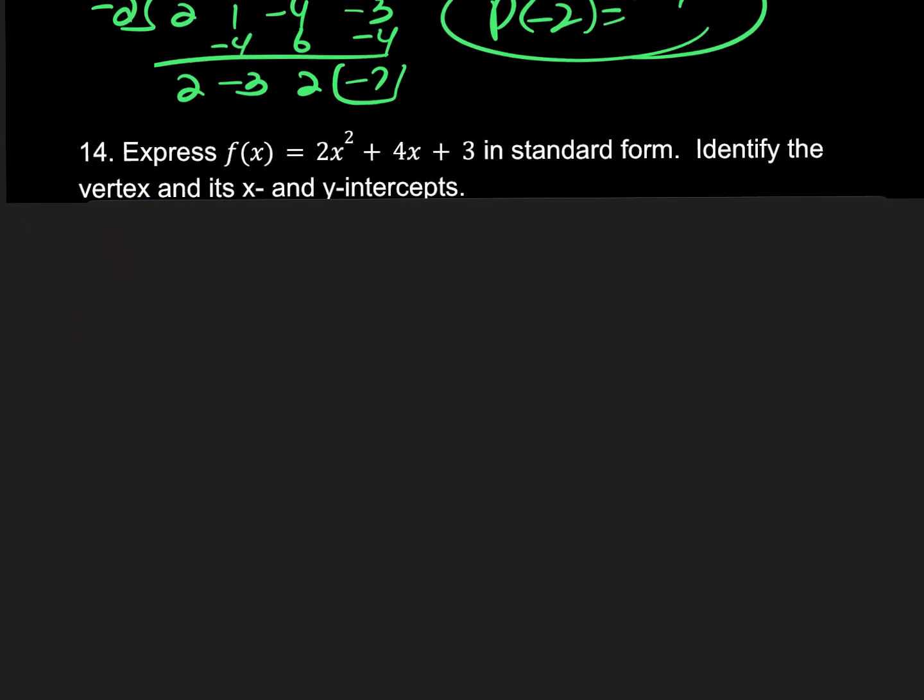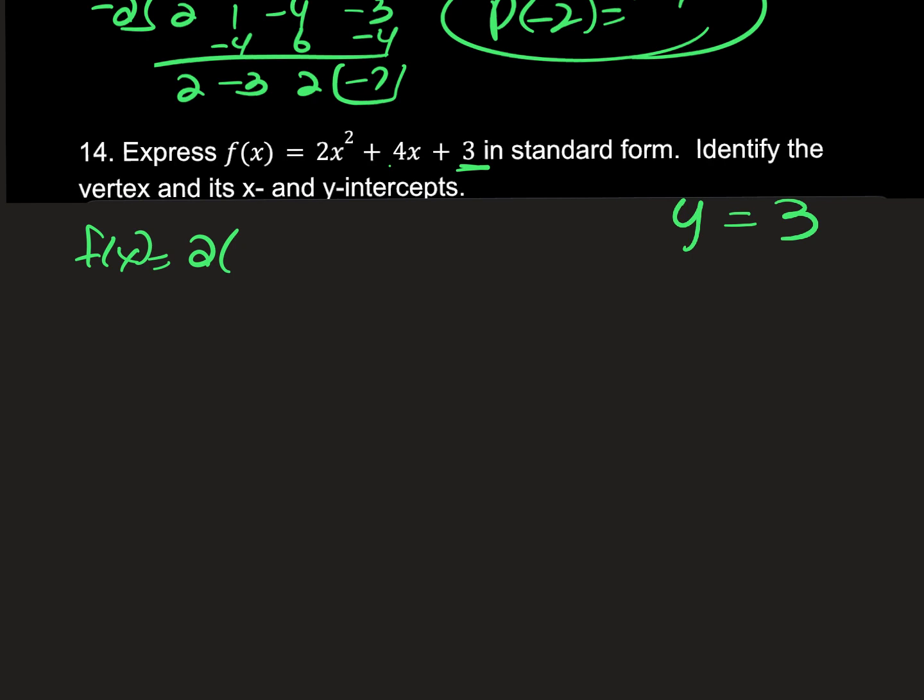Last one, finally, number 14. Express that in standard form. Identify the vertex and its x and y-intercepts. First of all, the y-intercept is 3. Remember, if you put in 0 for x's, you get the y-intercept. Now, standard form is going to be a doozy on the, well, it's not too bad. The one on your test, though, you better really look at this.